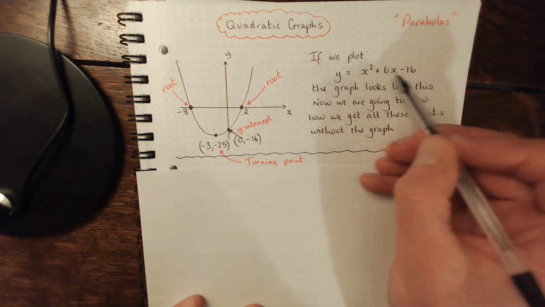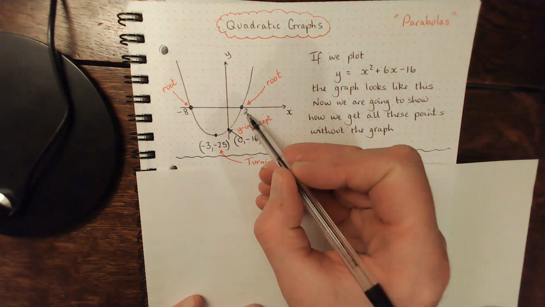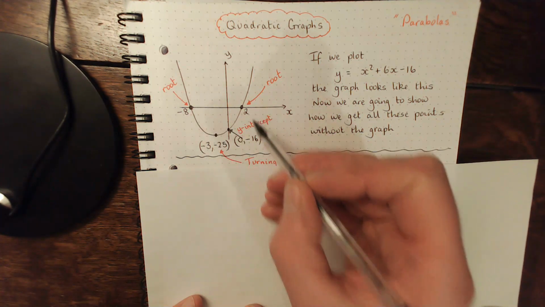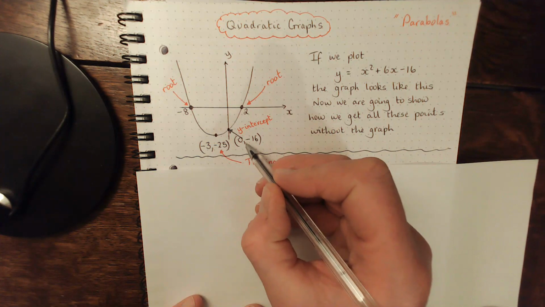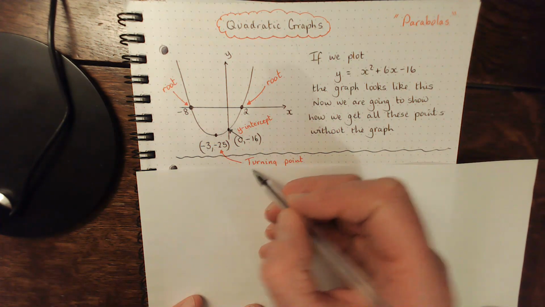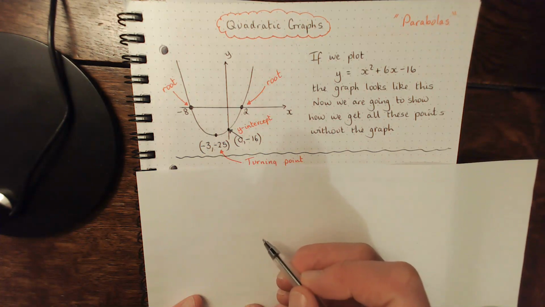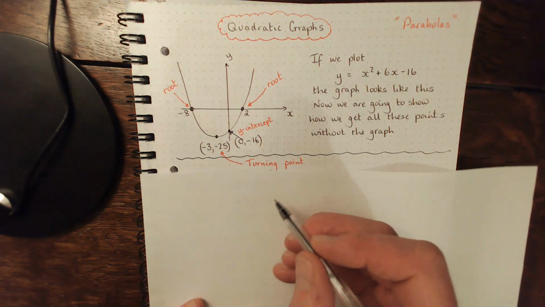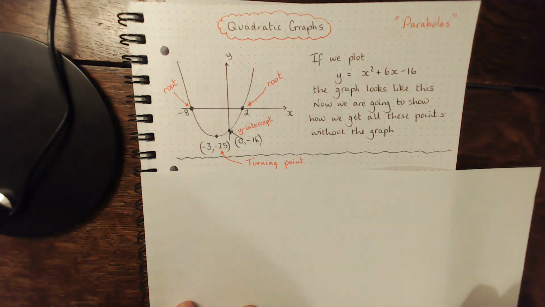And from this, we get a root at -8 and a root at 2. Roots are where it crosses the x-axis. I've got a y-intercept at (0, -16). That's the end number here. And I've got a turning point of (-3, -25). And you might think, how on earth do you get these points? Well, we're going to show you.